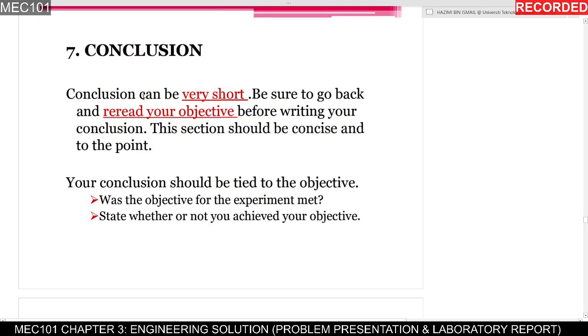Okay, the conclusions. A conclusion can be very short. Be sure to go back and reread your objective before writing your conclusions. This section should be concise and to the point. Your conclusion should be tied to the objective. Has the objective of the experiment been met? Have you achieved your objective? If not, try to explain why you cannot meet the objective. State whether or not you achieved your objective here.